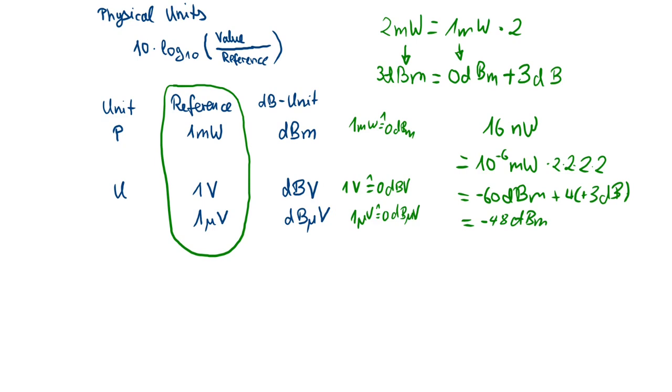So this shows the benefit again. Here you have 3 dBm for 2 milliwatts, and here you have minus 48 dBm for 60 nanowatts. So it's easier to compare the two power levels. It's easier to compare a 3 with a minus 48 than comparing 2 milliwatts with 60 nanowatts. So this is why we prefer using decibel units rather than linear units.